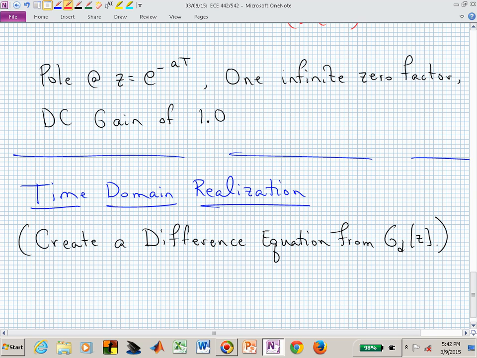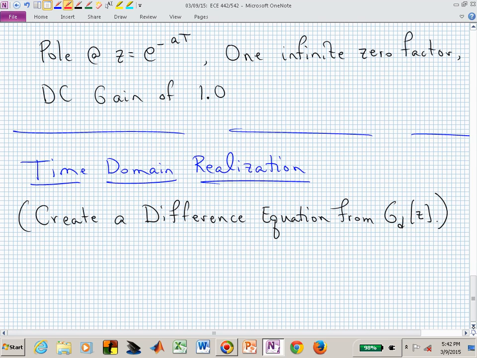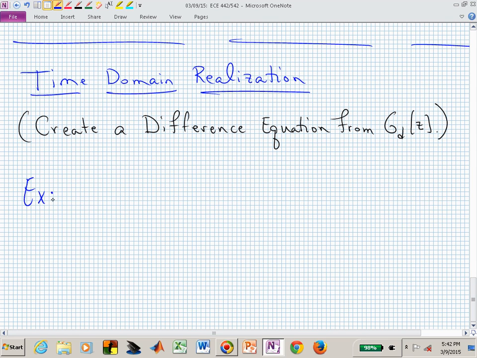To do that, we now need to go from the frequency domain into the time domain. If we are starting with where we left off, we have our G sub d of z. That's our transfer function, and that's this ratio of our output of the filter to the input of the filter, where the output of this filter we're designating as u, and the input is e.